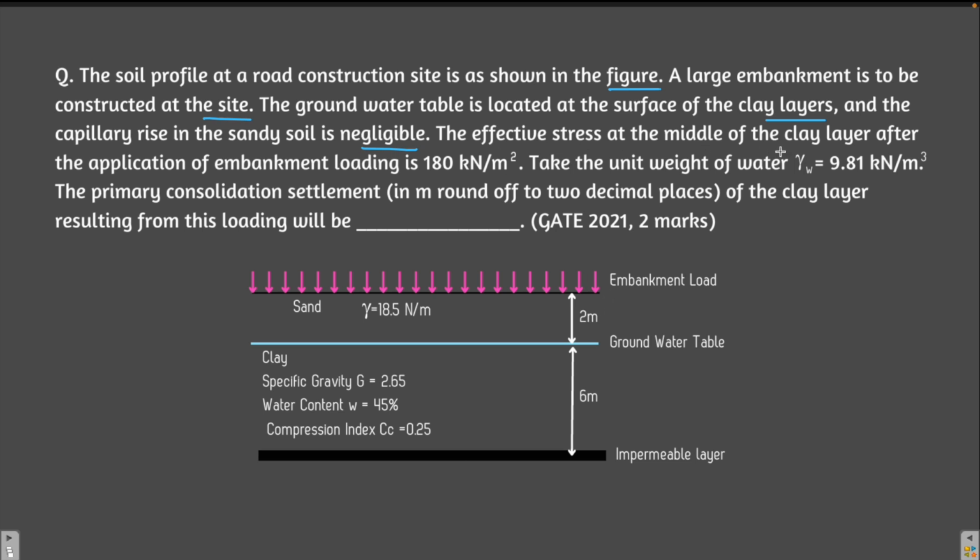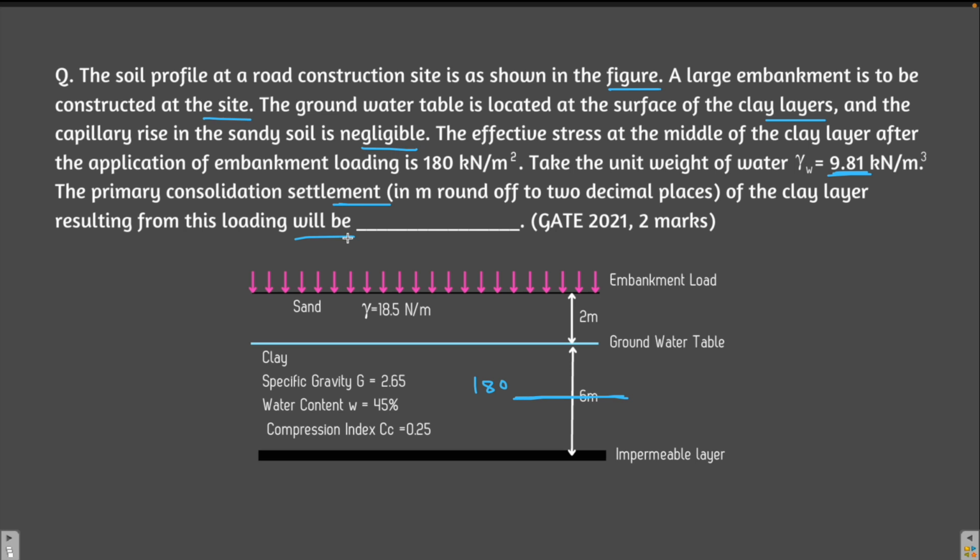The effective stress at the middle of the clay layer after the application of the embankment loading is 180 kilonewton per meter square. So after the embankment has been made, the stress at the mid of the clay layer is 180 kilonewton per meter square. Take the unit weight of water gamma W as 9.81. It is given in the question. The primary consolidation settlement in meters, rounded off to 2 decimal places, of the clay layer resulting from this loading will be. So what is the question demanding?